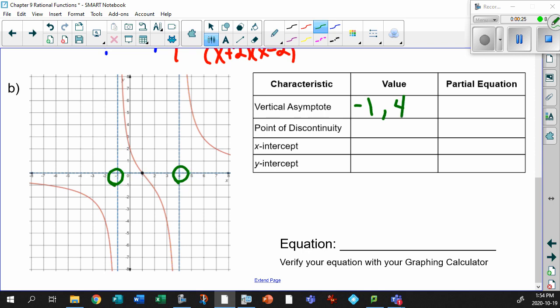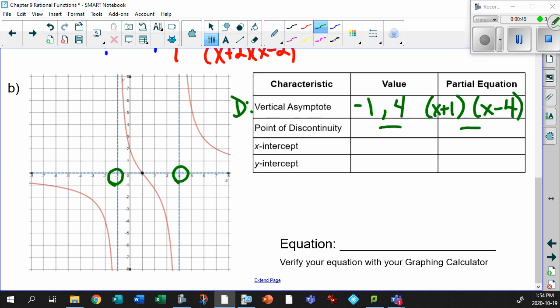So we can do the partial equation for that. That's, of course, x plus 1. That's going to be x minus 4. Beautiful. Remember that that's your denominator. Asymptotes always go in the denominator because those are the values that are non-permissible. Woohoo! Point of discontinuity. I don't see any blanks or holes in the graph, so I think that's gone.